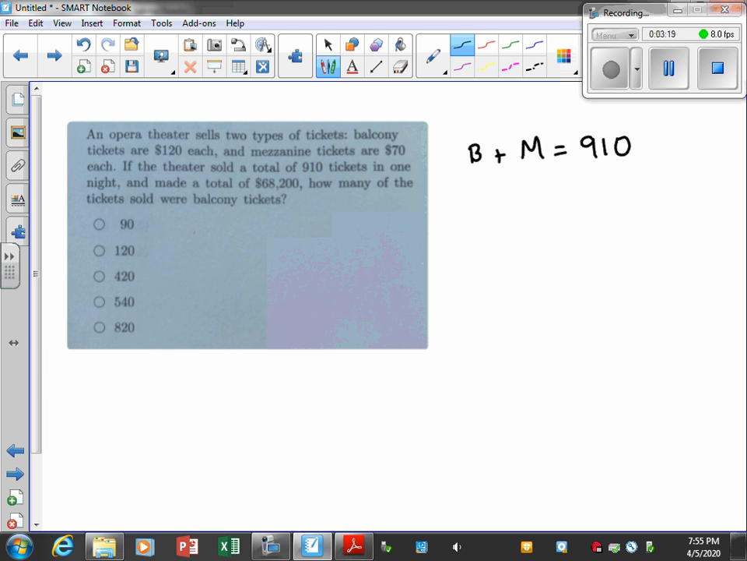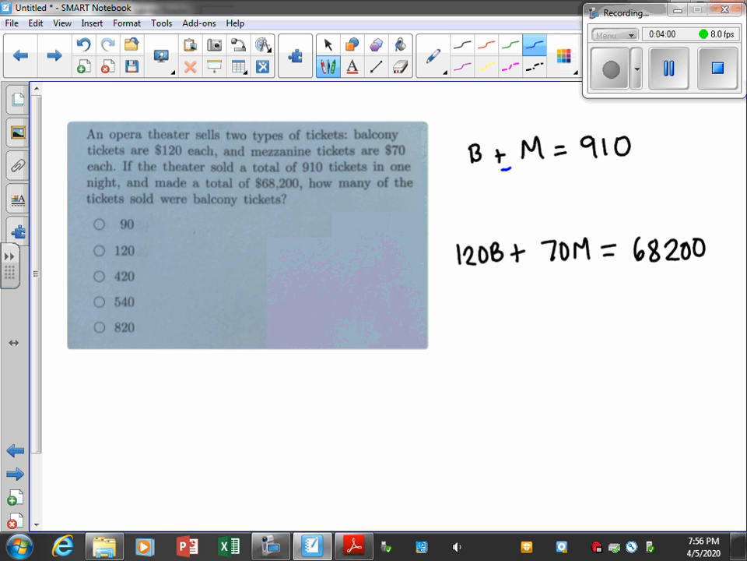And for the amount that they made, we have to account for the cost in that one. They made $68,200. How many were balcony? So first of all, balcony plus M is 910. The other equation we're going to work with is $120 for a balcony plus $70 for an M is equal to 68,200.